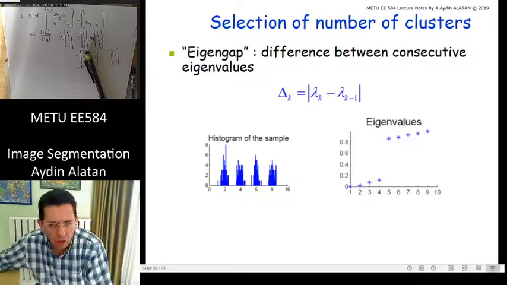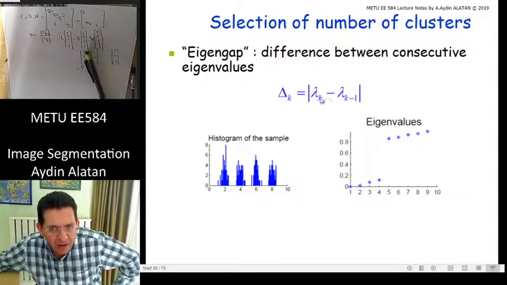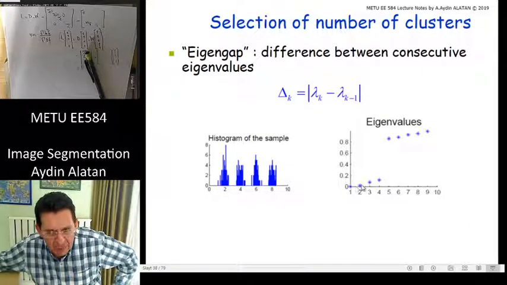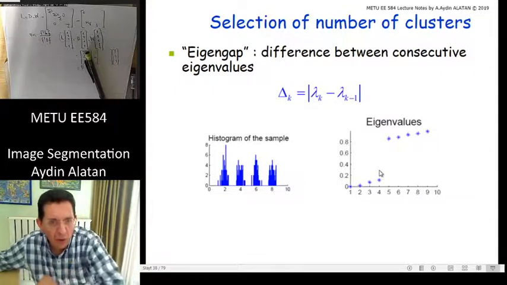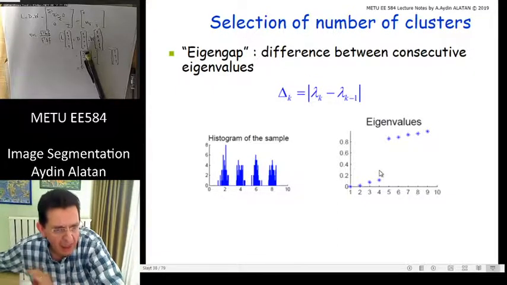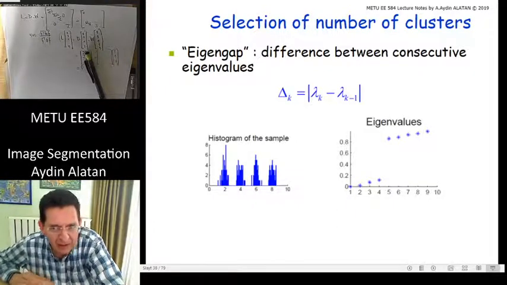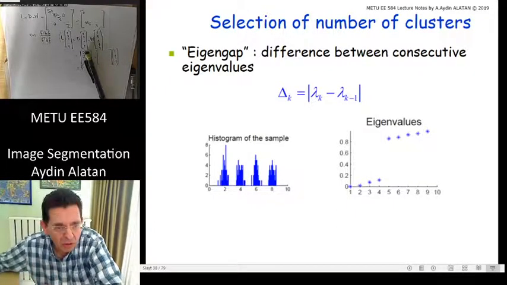If you look at the consecutive differences between the eigenvalues, absolute differences, this subtracted from here, this subtracted from here, this subtracted from here, at some point there will be an important gap. This gap is a very good indicator of the total number of clusters that your data have. Okay, therefore that gap could be utilized for our purposes.